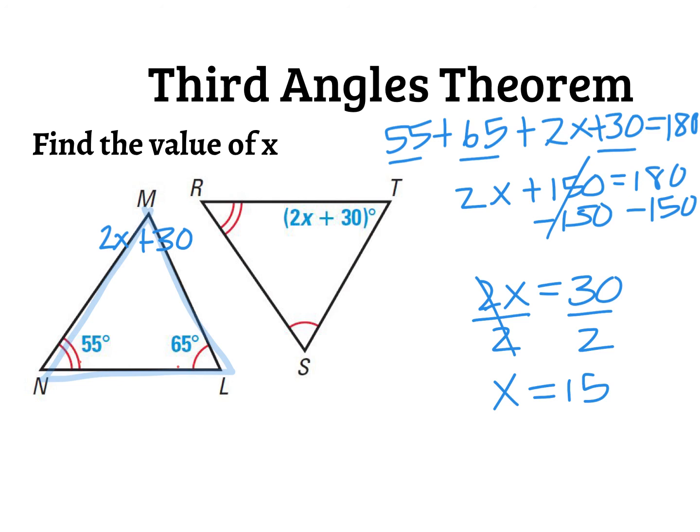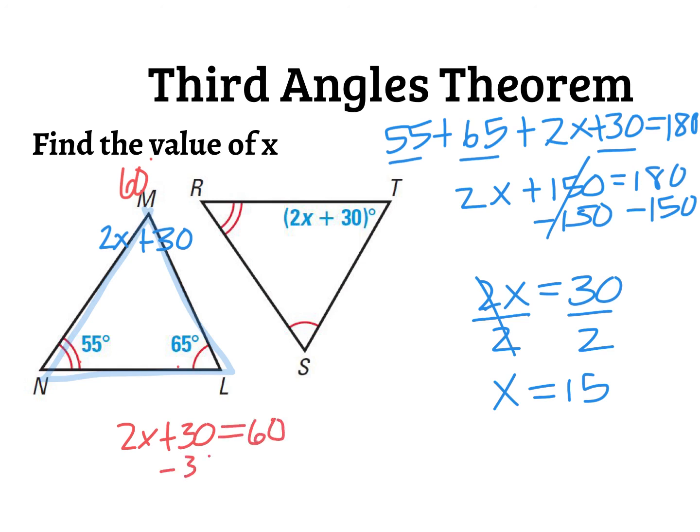The alternative way is if I already know that these two angles add up to 120 degrees, what's going to be left over for this angle? If these two is equal to 120, what's going to be left over here for this angle? That means that we have 60 degrees for this last piece. So I can set up this equation instead. I can say angle M equals 60 degrees. So 2x plus 30 equals 60. And then I just solve.